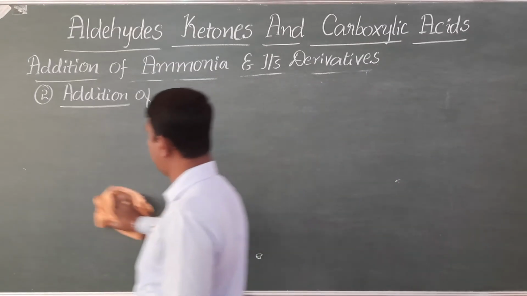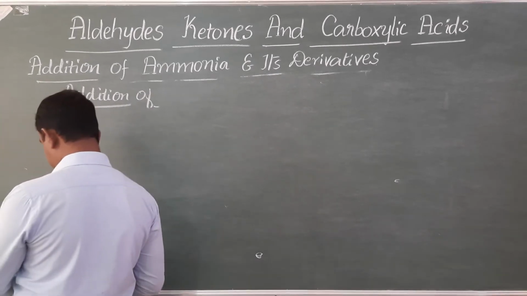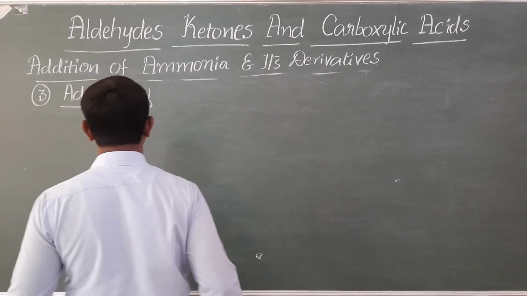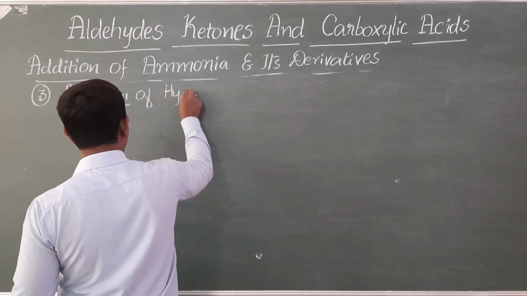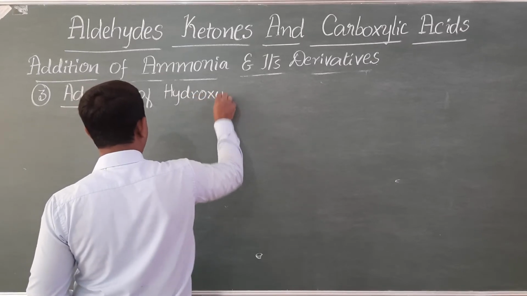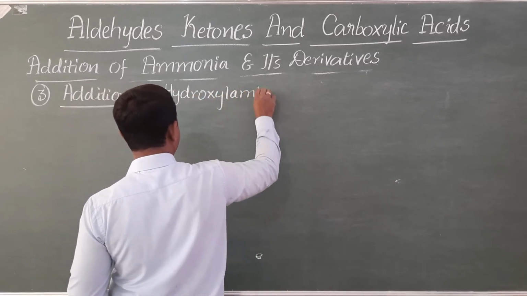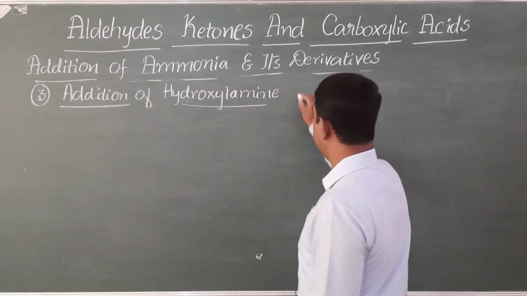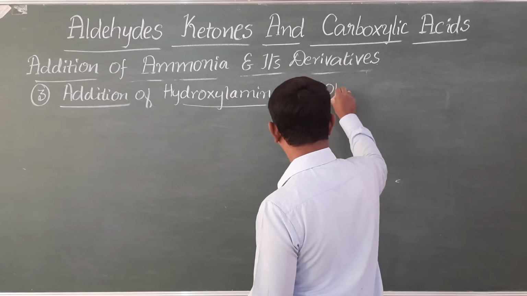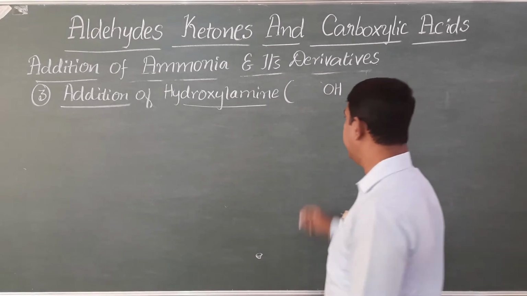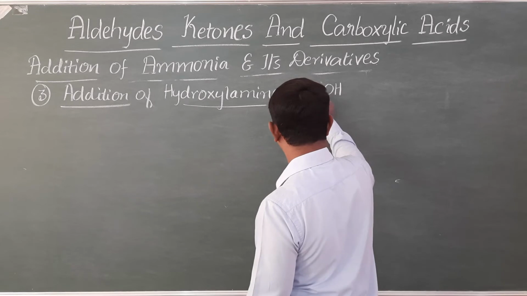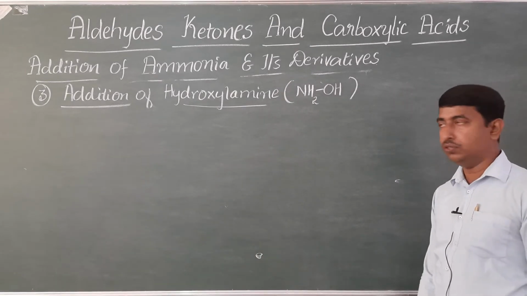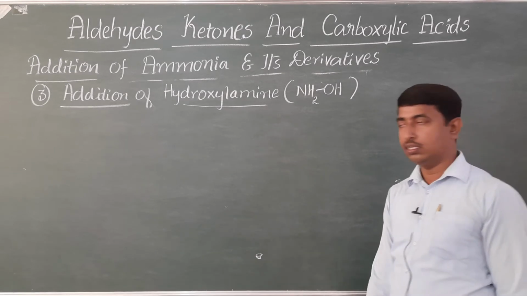Next, third one. Addition of hydroxylamine. Formula of hydroxyl is OH. Amine means NH2. So hydroxylamine is NH2OH. I will write the equation in one step.